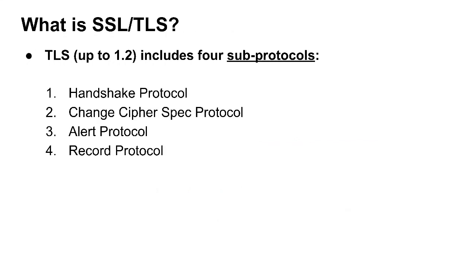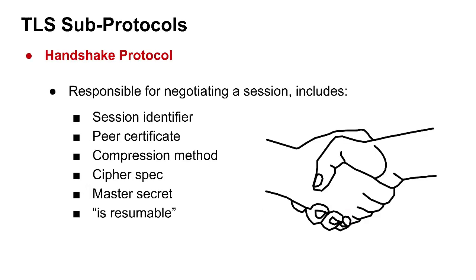So if we look inside of the TLS protocol, there are 4 sub-protocols. There's a handshake protocol, a change cipher spec, an alert, and a record protocol. The handshake protocol is what's done up front. It's responsible for negotiating the session. That includes the session identifier or ID, the peer certificate, the compression methods being used, the change cipher spec, master secret, and if that handshake is resumable.